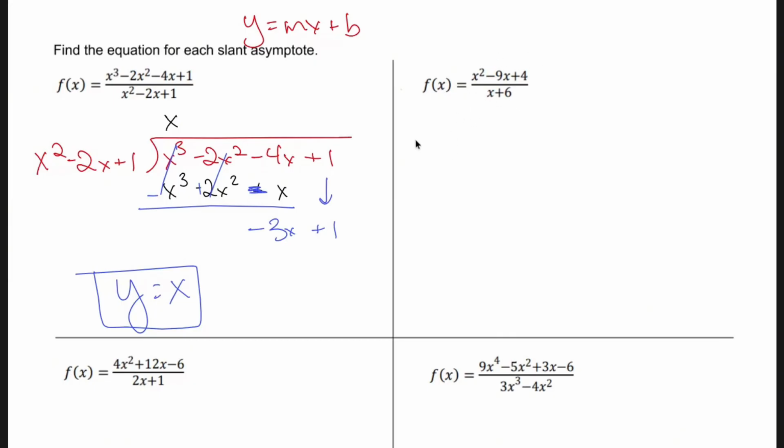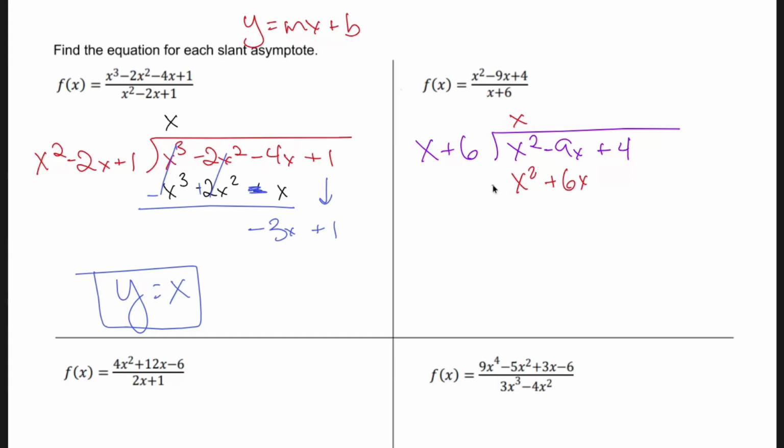Let's do it again. X plus 6. It's going to go into x squared minus 9x plus 4. Everything is in order. Don't have to worry about stuff missing in between. X goes into x squared x times. X times x is x squared. X times 6 is 6x.